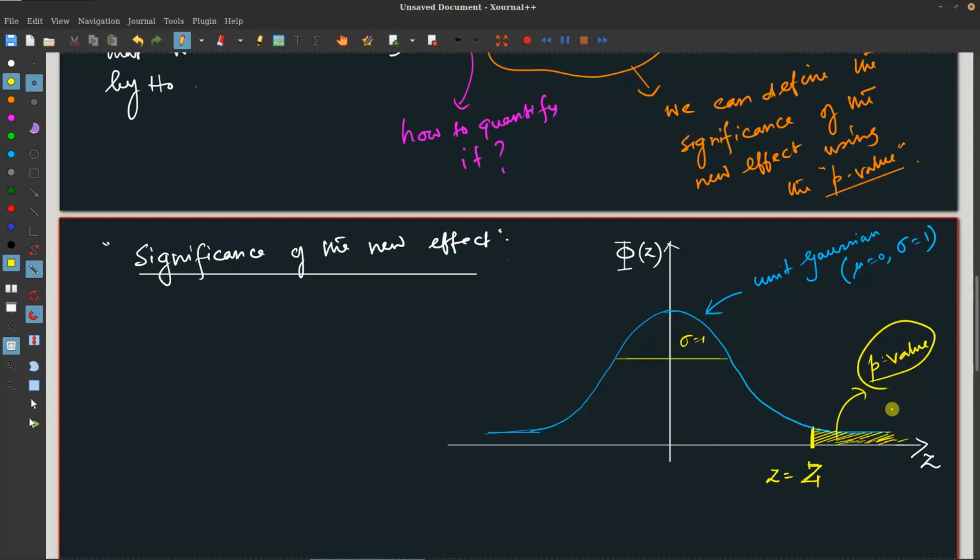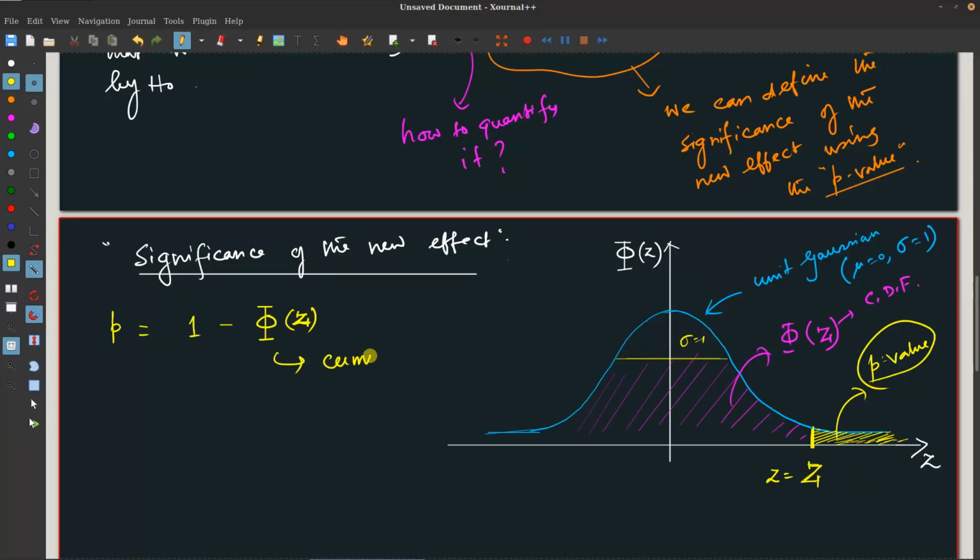So this p-value, according to your definition, is 1 minus phi z. The total area is 1, and the area on the left is the cumulative distribution up to z, right? So this is my capital phi z. This is the cumulative distribution function for the unit Gaussian.